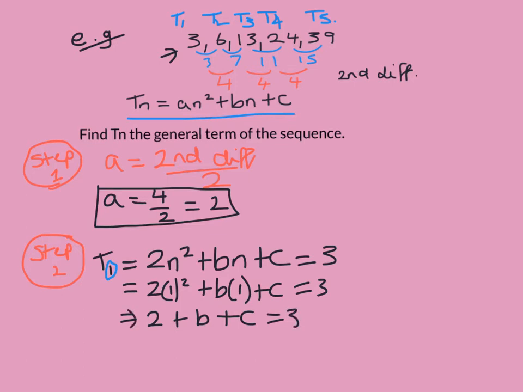And then finally, I'm just going to bring that 2 over to the far side. It becomes minus 2. And what I get then is b plus c equals 3 minus 2, which gives me 1. So now I found the first linear equation that I'm going to use for my simultaneous equations.